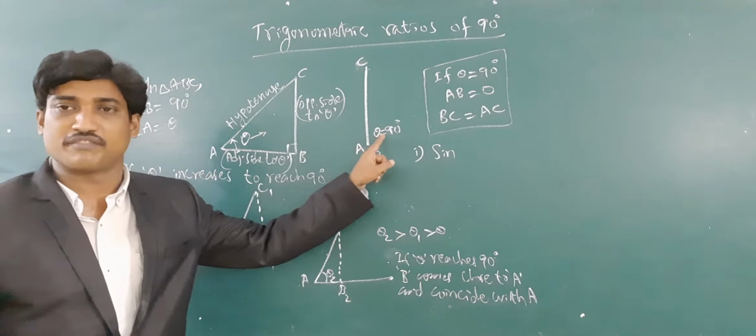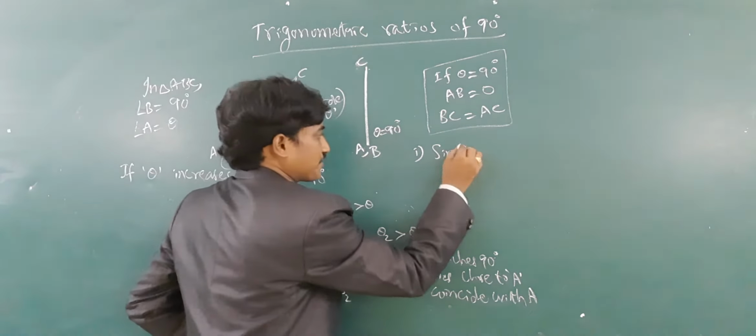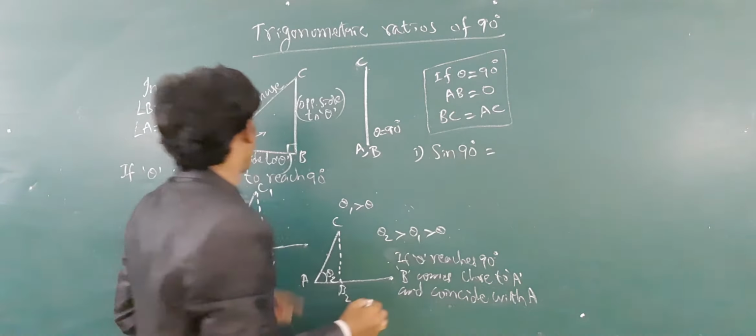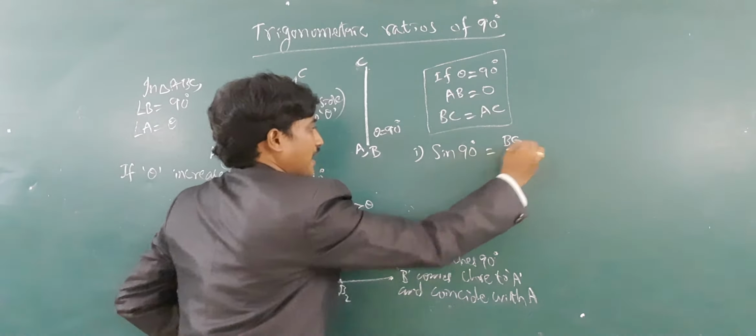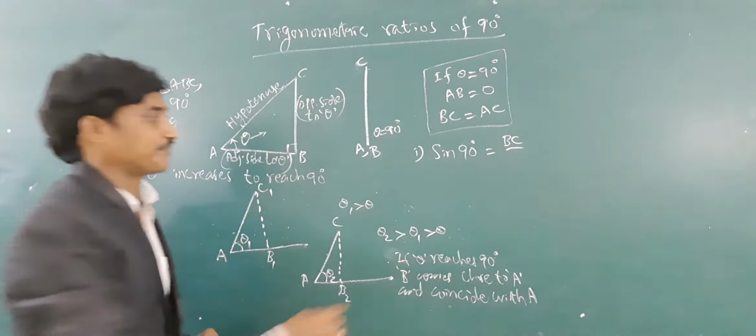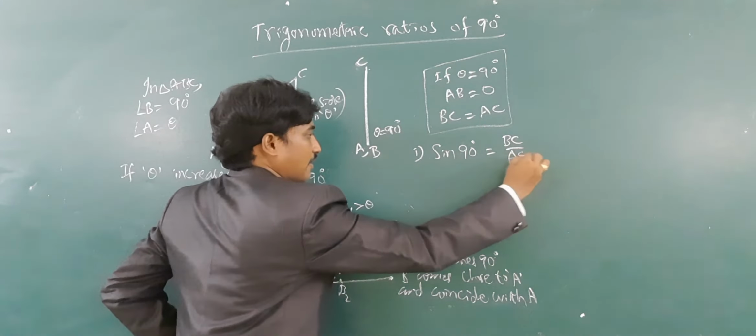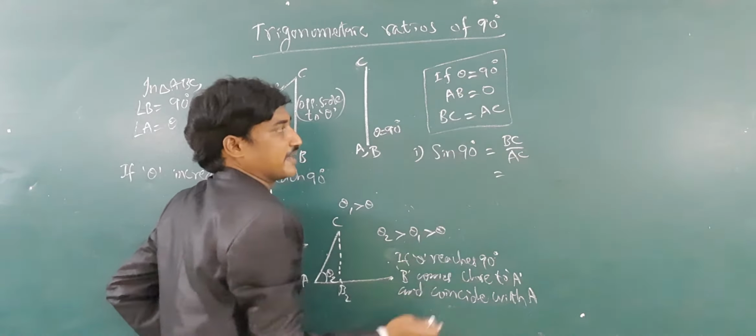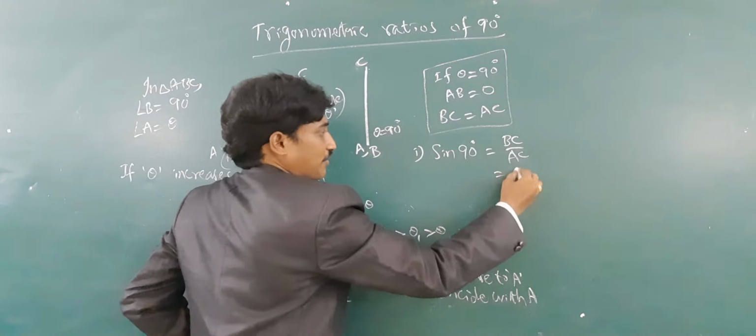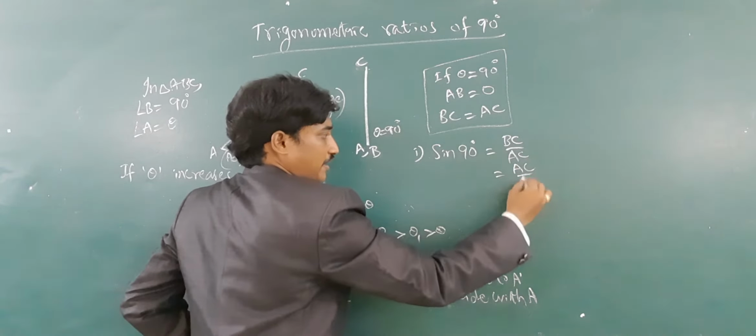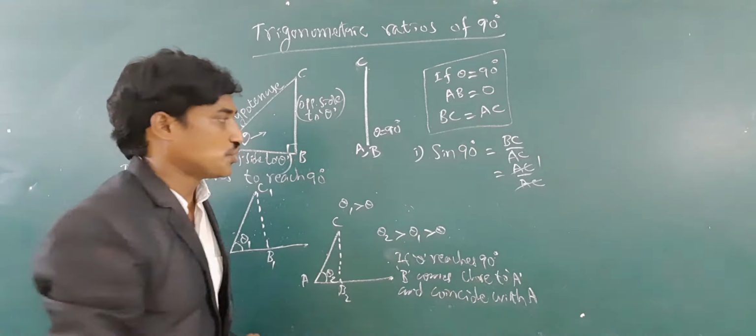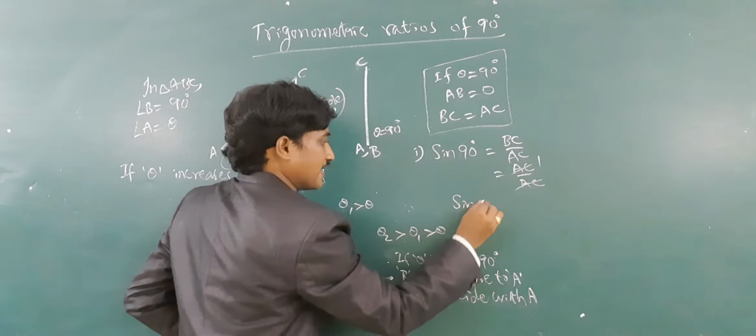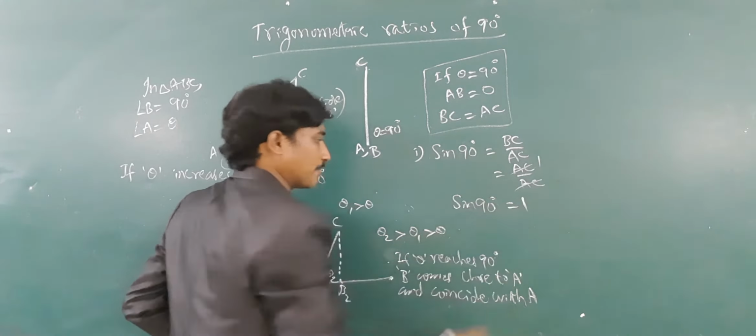Now we are writing with respect to 90 degree. Sin 90 degrees. Here opposite side to theta is BC, by hypotenuse AC. In case of theta is 90 degree, BC equals AC. Here AC by AC, AC and AC get cancelled, so that sin 90 degree is equal to 1.